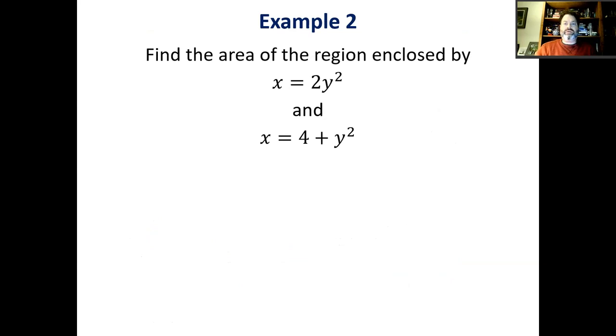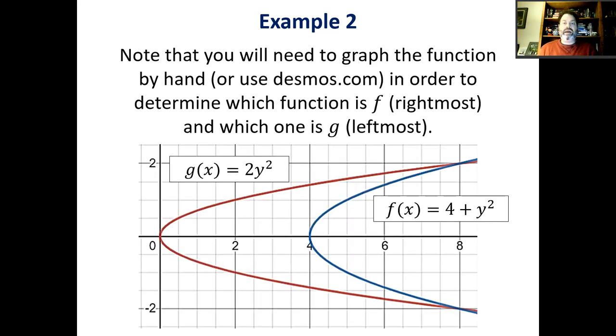Find the area of the region enclosed by x equals 2y squared and x equals 4 plus y squared. So just looking at it, you don't know which one's on the right, which one's on the left. So that's something that you have to figure out how to do, and your graphing calculator will not graph sideways functions. So I drew the graph in Desmos. You can type in x equals 2y squared, x equals 4 plus y squared, and then you can zoom around and see how it goes. And if you make the graph look nice, you can see the intersection points as well.